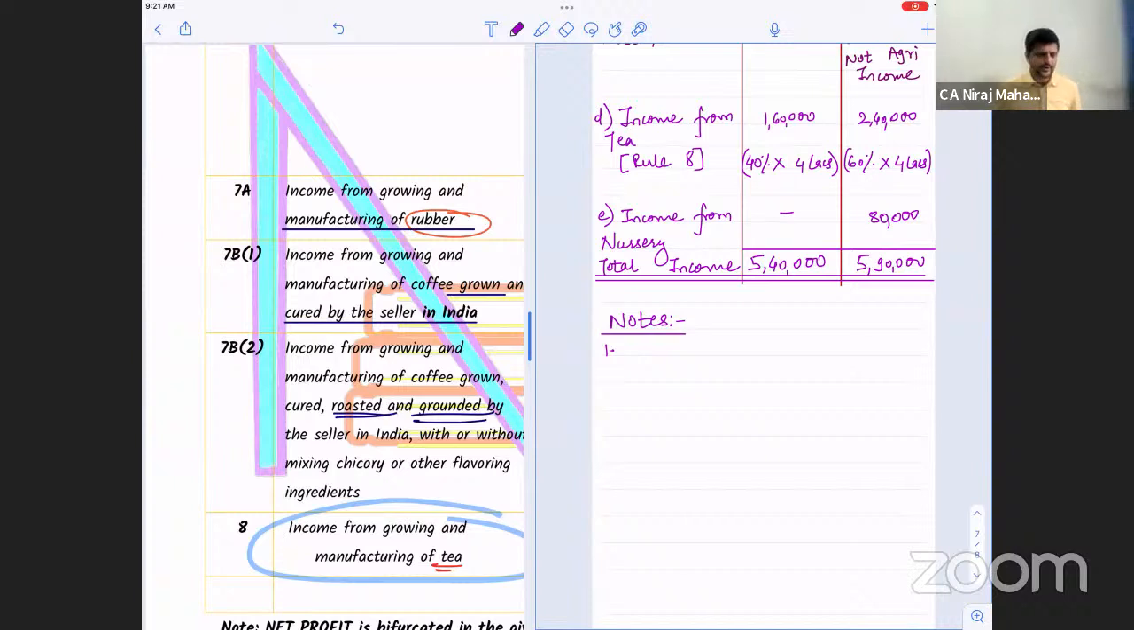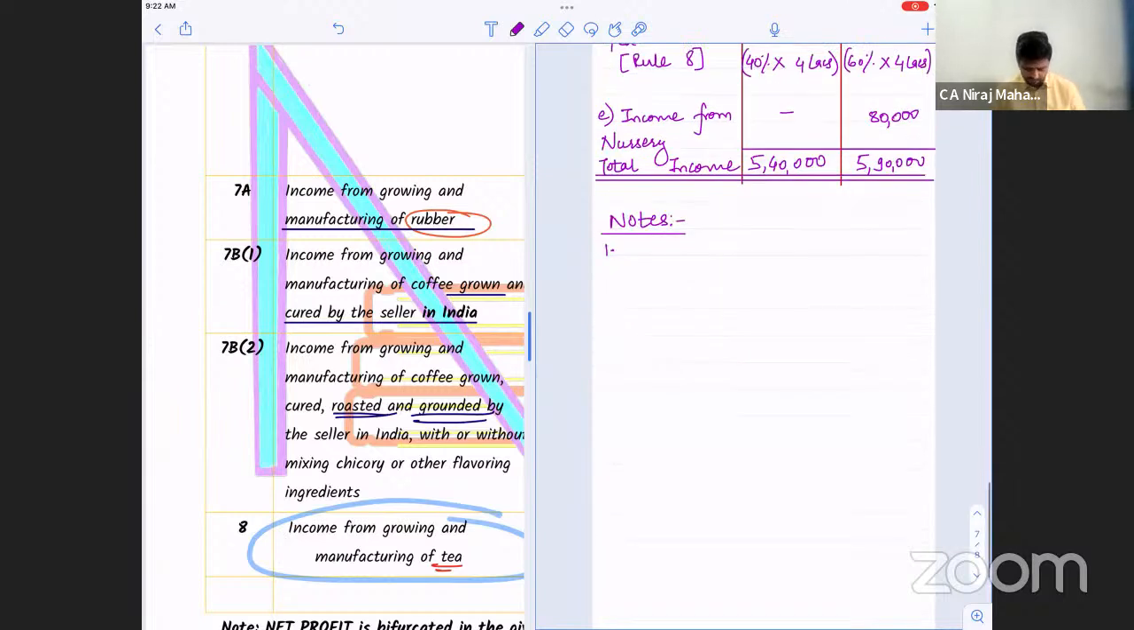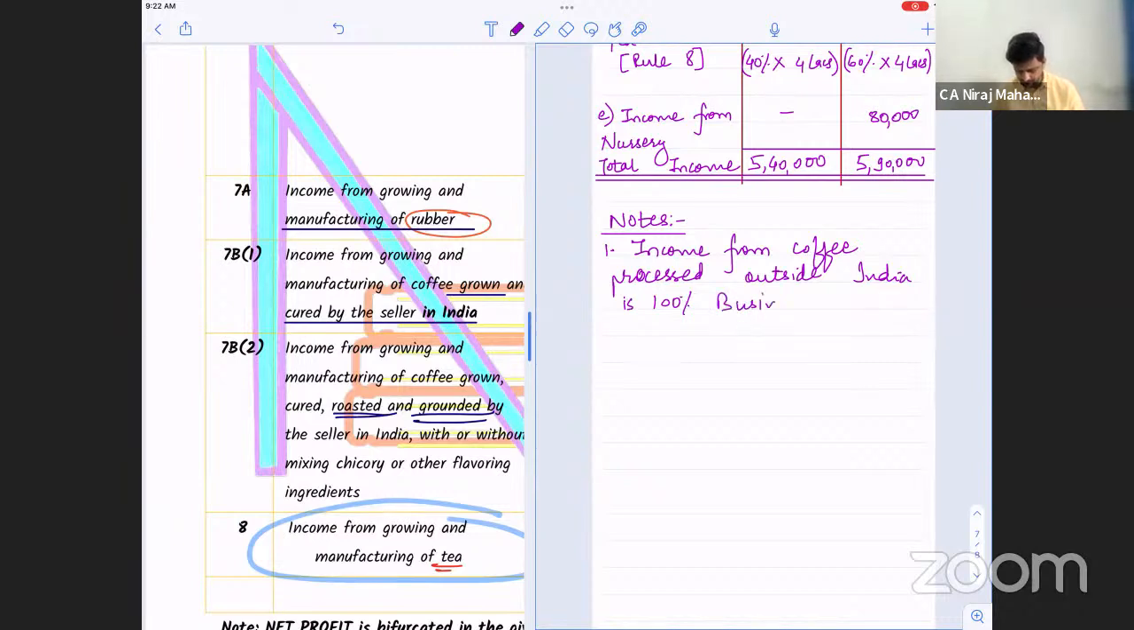Okay, let's go ahead. Notes you have to write down. Income from coffee processed outside India is 100% business income, and apportionment is not available. Apportionment means what? Bifurcation is not available.